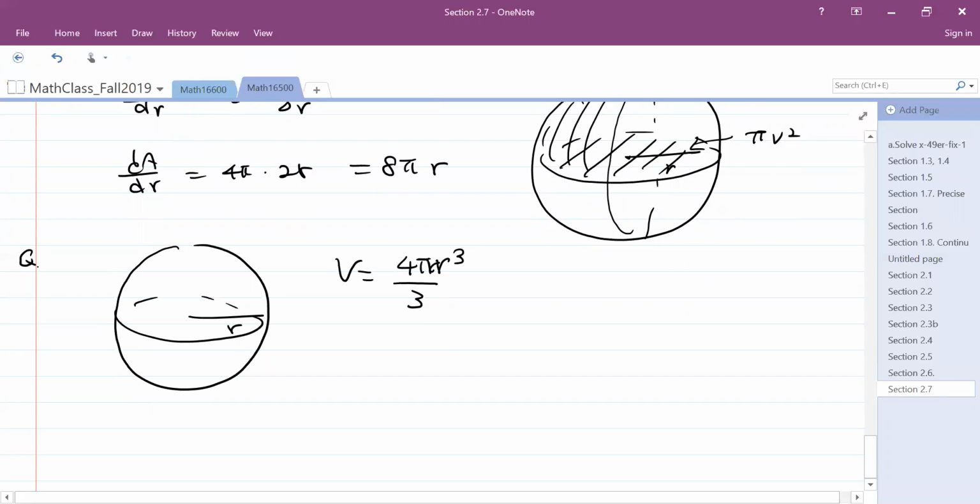Now, the derivative is easy to find. The derivative of volume with respect to radius is 4 pi r squared. I'm surprised. This is nothing but the surface area. So the rate of change of the volume with respect to radius is just the surface area at that moment.